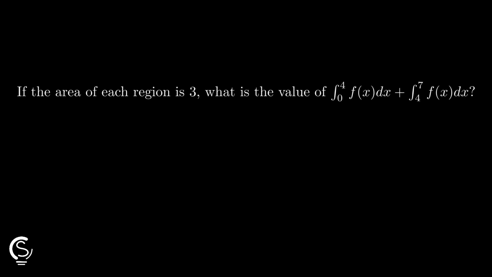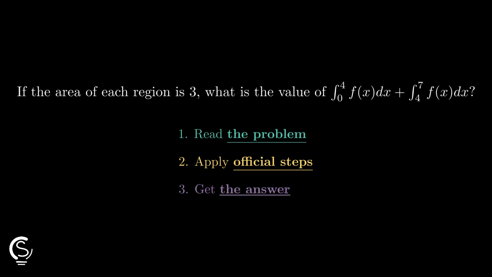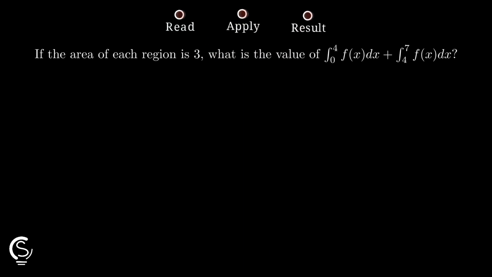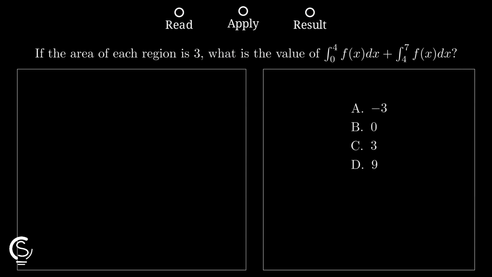Let's go! Definite integrals represent signed area under a curve, and we need to find the total sum for this specific function from 0 to 7 quickly. First, we look at the integral from 0 to 4. Since this region lies entirely below the x-axis, the integral value is -3 despite the area being +3.